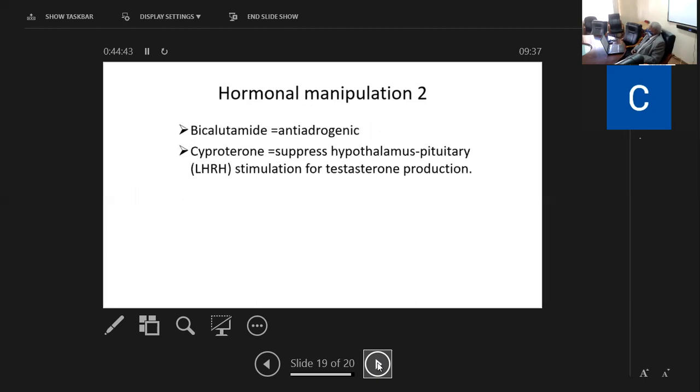Bicalutamide is an anti-androgenic medicine. You'll be hearing about this. Those who refuse operation, bilateral orchidectomy, we can give them these options. Bicalutamide, anti-androgenic medicine. Then there's this other one. I want you to remember this one. Cyproterone to suppress the hypothalamus pituitary axis.